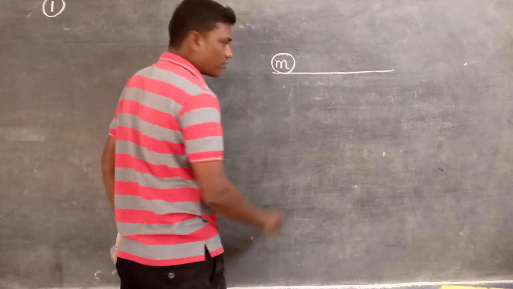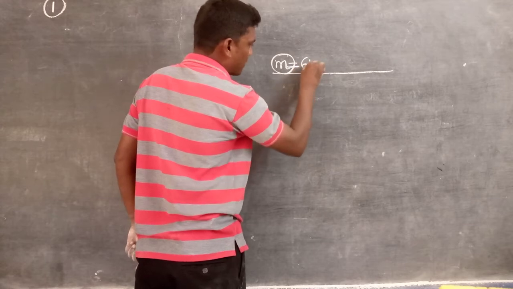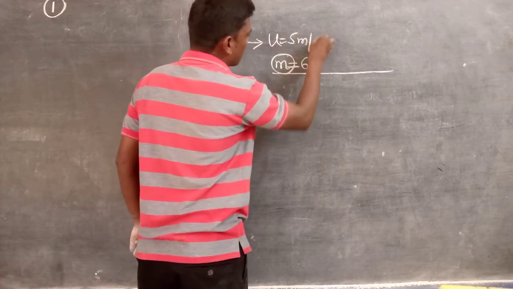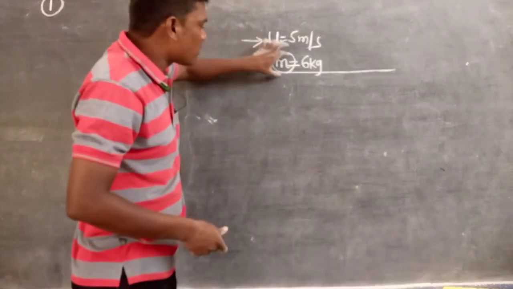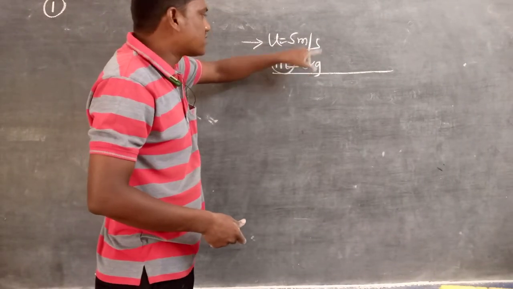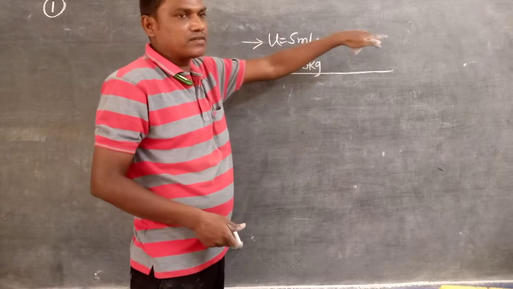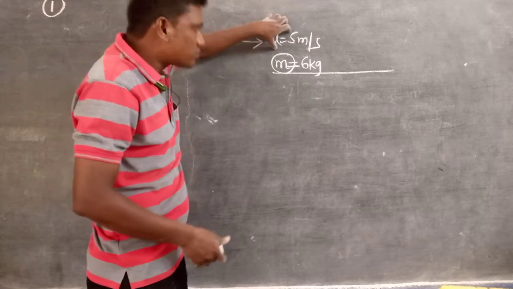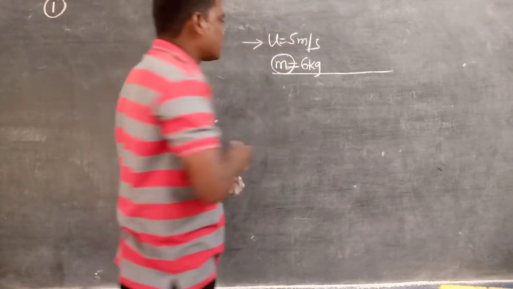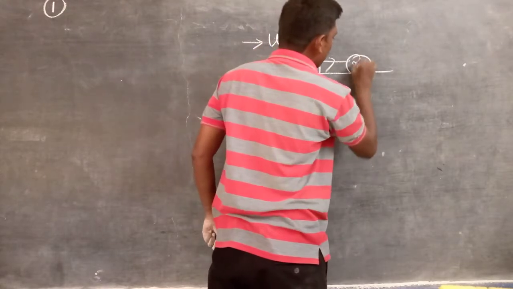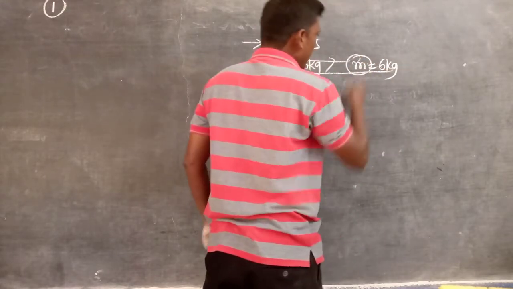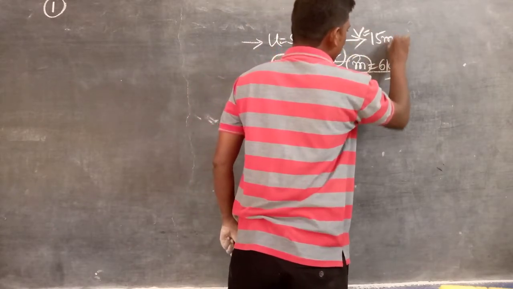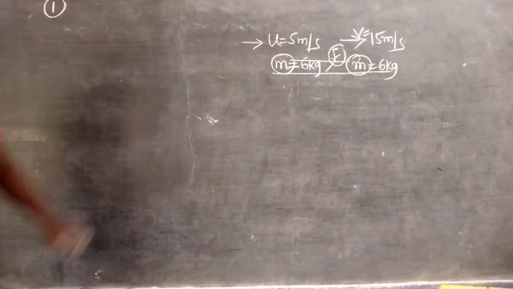A body of mass m. We know its mass according to the numerical is 6 kg. Initially, it moves with 5 meters per second. Its velocity changes from 5 to 15, so after applying the force, 5 is the initial velocity and 15 is the final velocity. Consider the mass m, which is 6 kg only. After applying the force F, its velocity is v equals 15 meters per second.